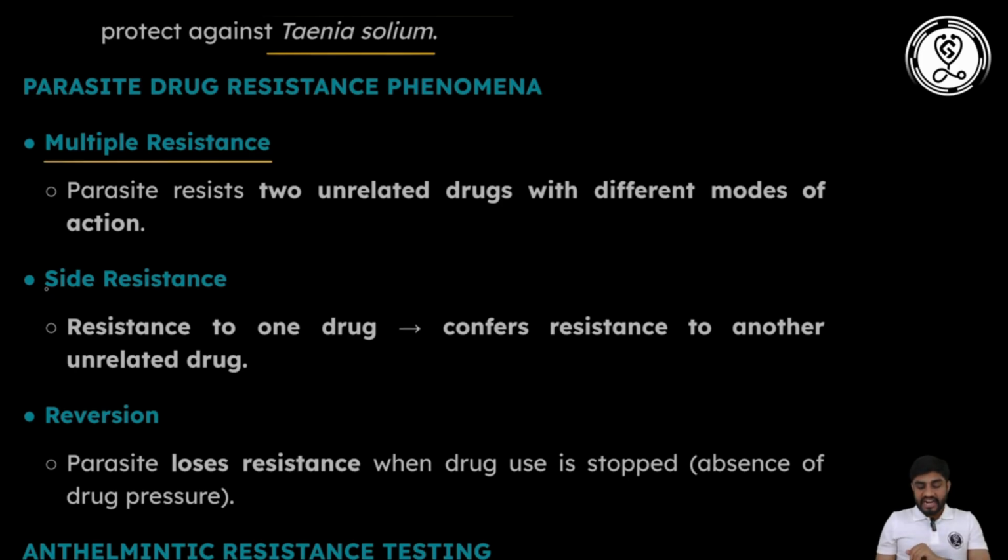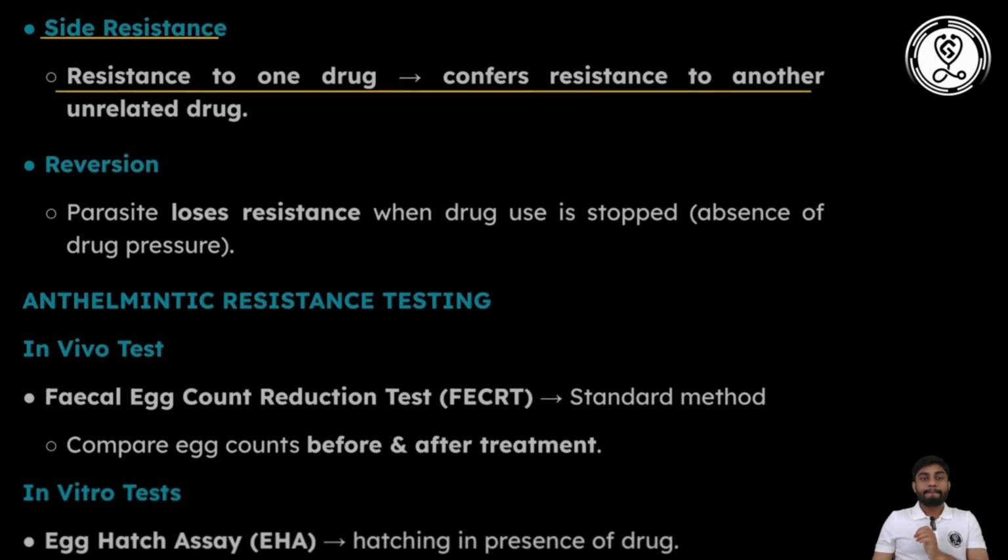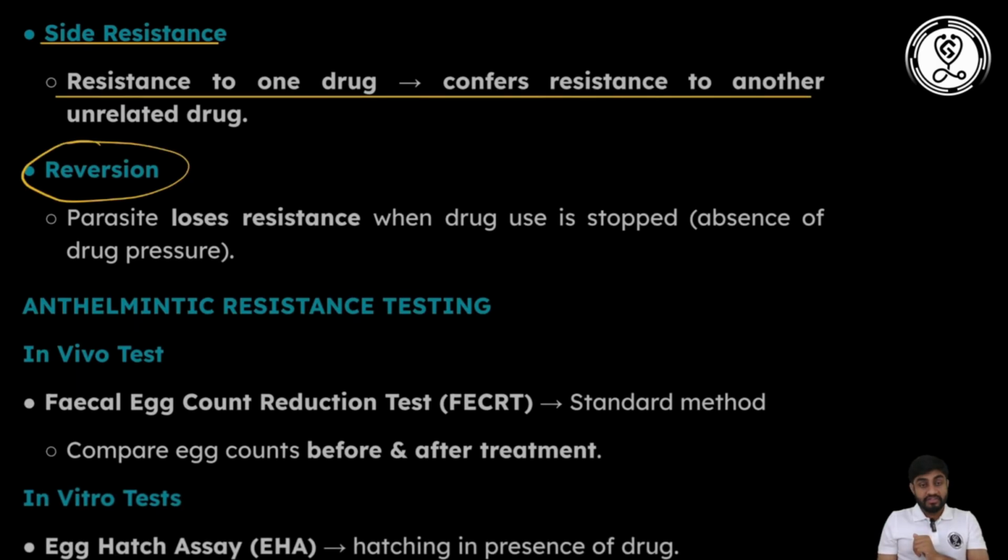Then comes side resistance. Side resistance is, suppose the parasite develops resistance against one drug, and that resistance mechanism provides resistance to another drug also. It is due to one drug. Here the parasite is resistant to ivermectin only, but it changed its molecule in such a manner that it acquired resistance against benzimidazole also. That is known as side resistance. Then comes the important phenomenon, that is reversion.